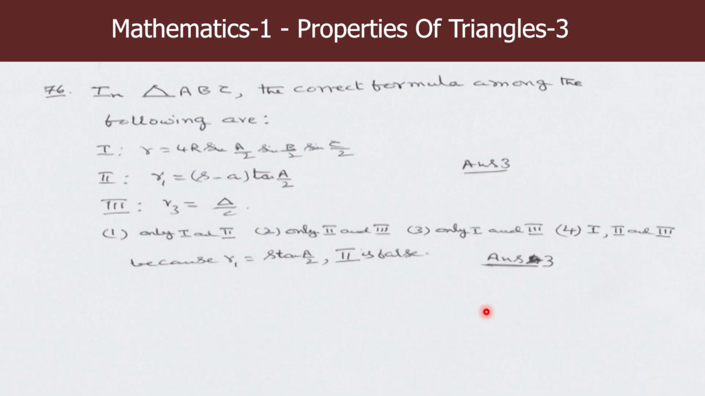You know that the first one, small r is 4R sin A by 2 sin B by 2 sin C by 2, is a standard formula, which will be derived in your intermediate textbook. And r1 is also s minus a tan A by 2, that is also derived. But r3 is delta by s minus c. So the correct among them is only 1 and 3.